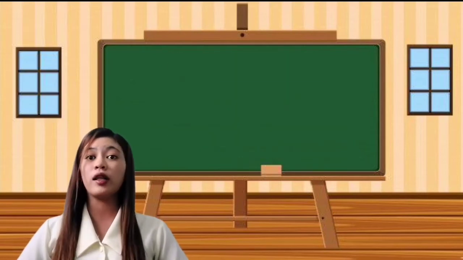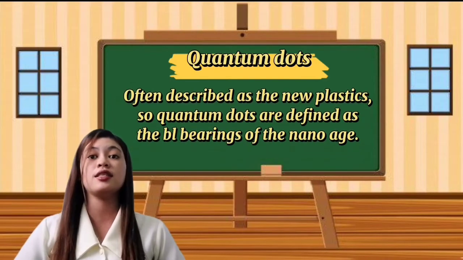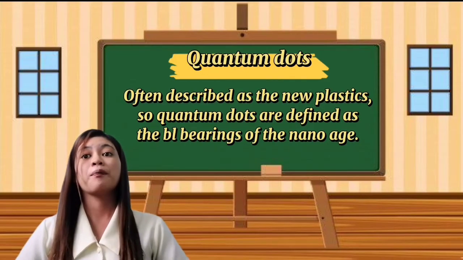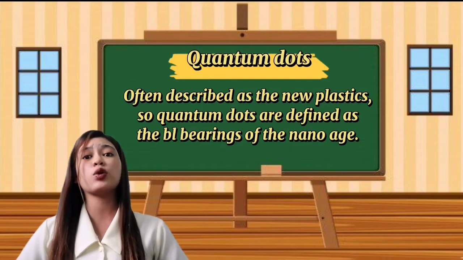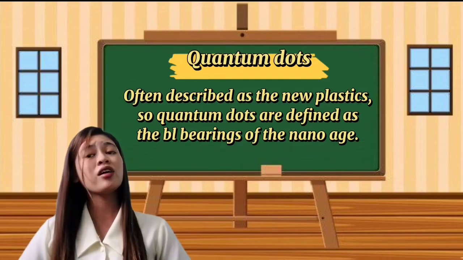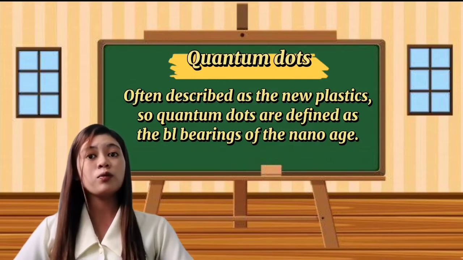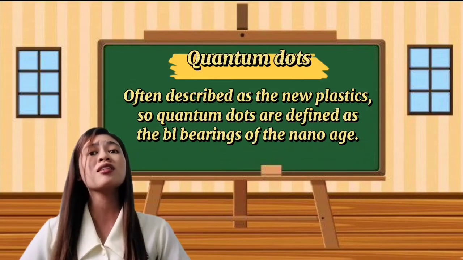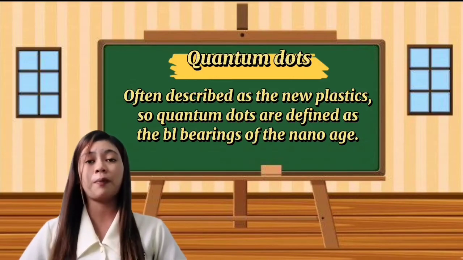So the last one is the quantum dots. Just as carbon nanotubes are often described as the new plastic, so quantum dots are defined as the ball bearings of the nano age. Quantum dots are like artificial atoms. A nanometer-sized semiconductor particle with a core-shell structure. Quantum dots are frequently employed because of their unusual optical features, which include the ability to emit light of precise wavelengths when energy is applied.